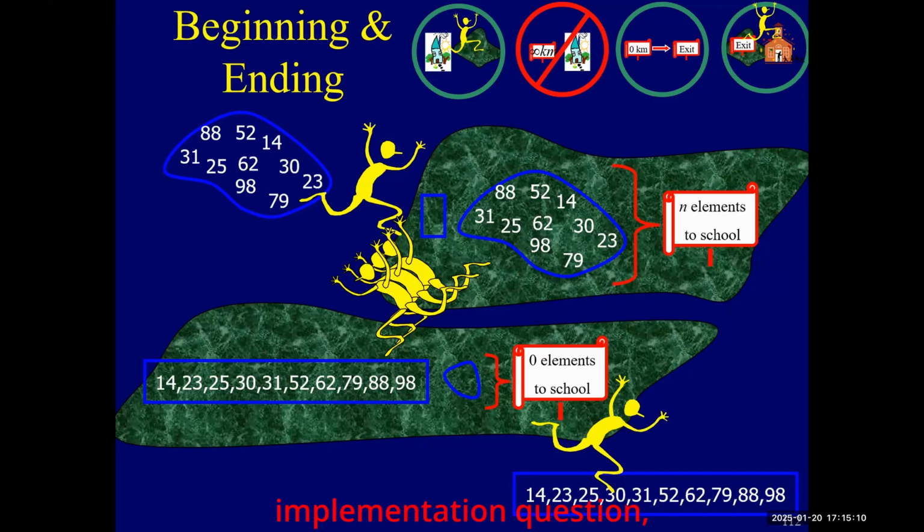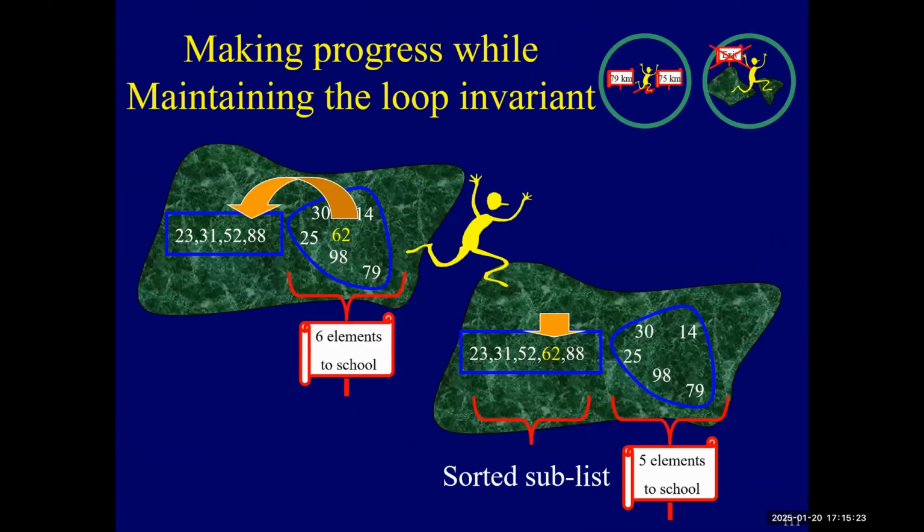Very good implementation question, right? I threw that under the rug. So if I'm taking 62 and I'm inserting it, let's go back here. How do I know where to put it? And this is beyond, we haven't learned binary search yet, but you could do binary searches much faster to find out where it goes.